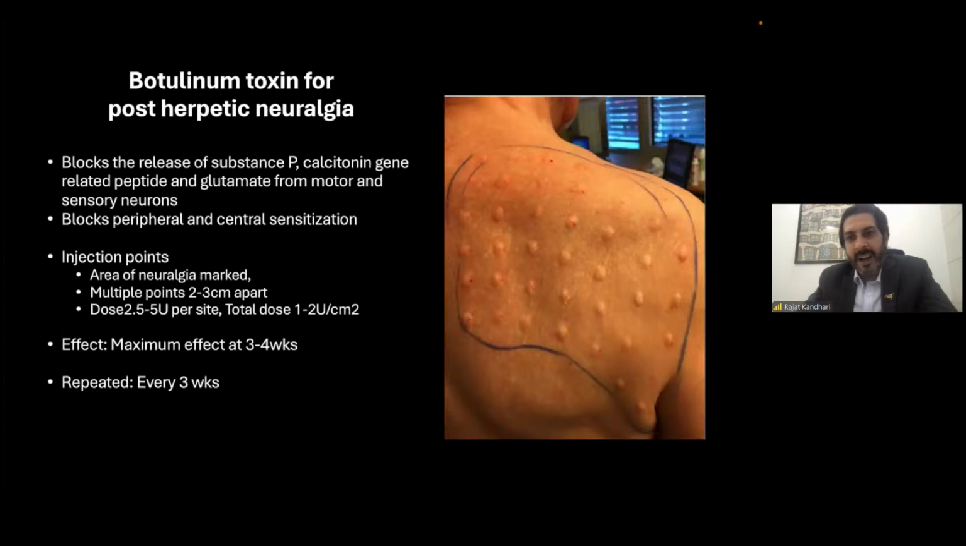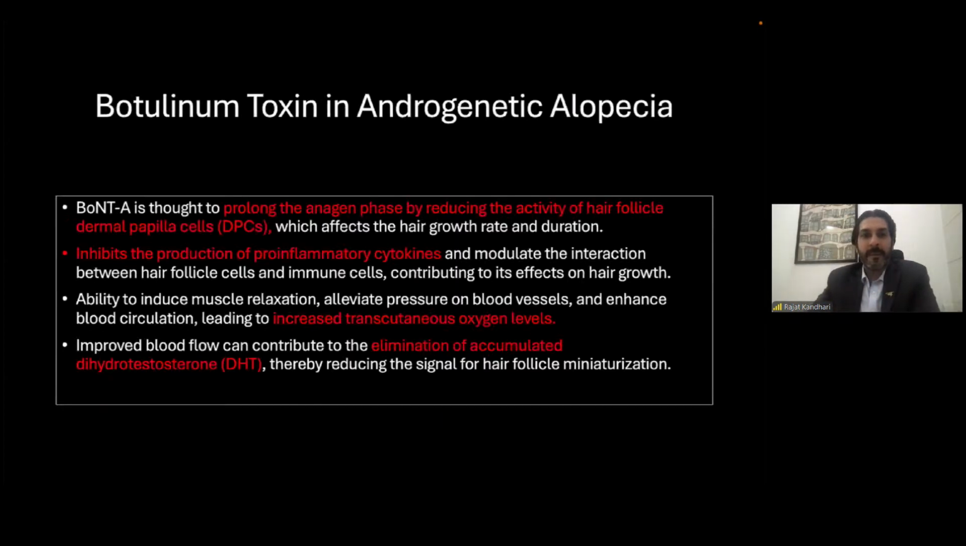Dr. Venkat sir had asked me last time about PHN, I remember, so I have included that slide this time. This blocks the release of substance P and calcitonin gene-related peptide, and you can mark the area of neuralgia and inject multiple points 2 to 3 centimeters apart, and you can repeat this if required as well.